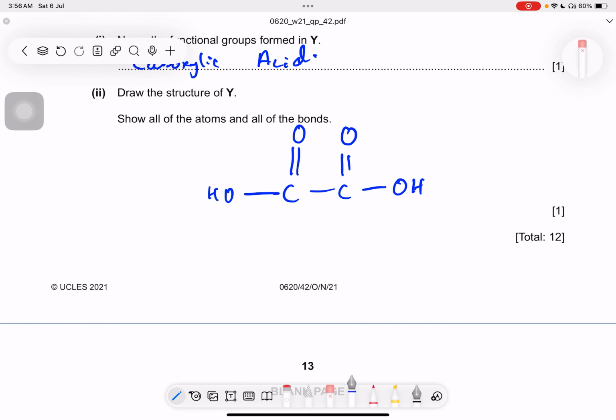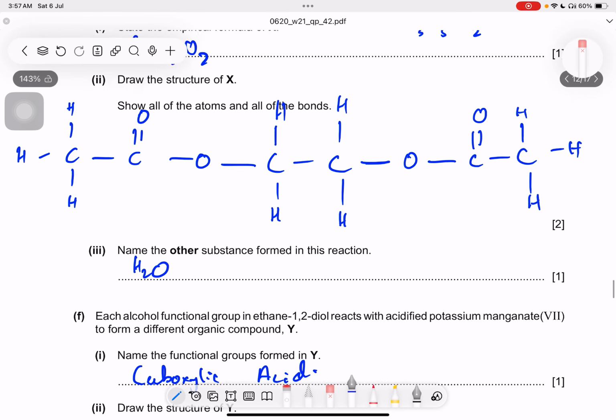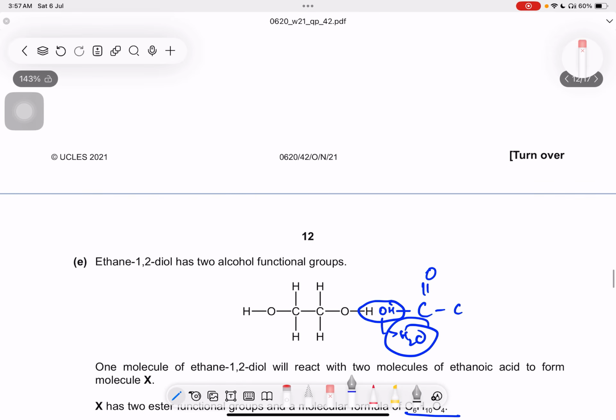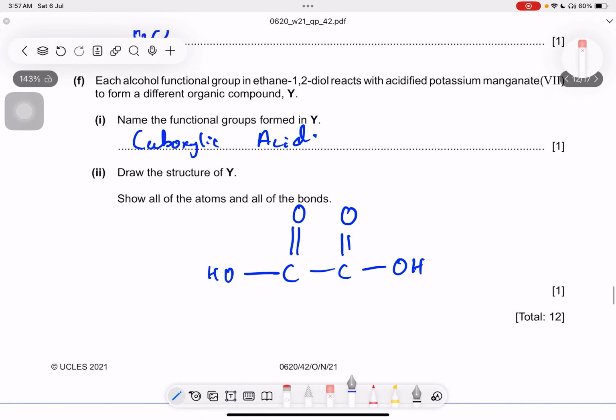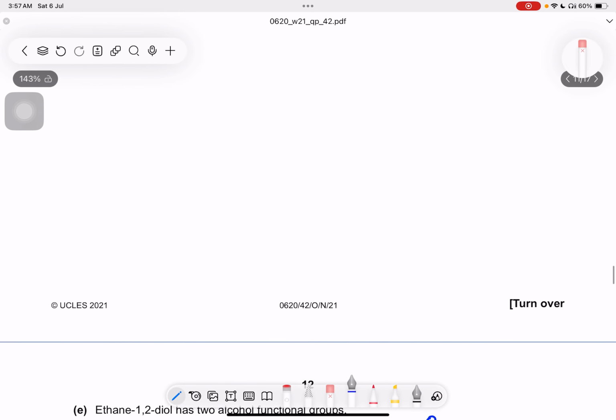So the organic part was pretty tricky at this level, dealing with two functional groups at a time, especially in esters and this oxidation reaction.